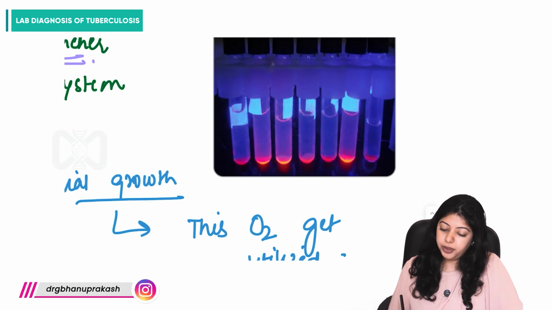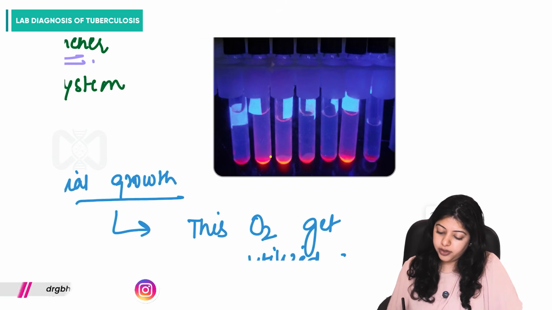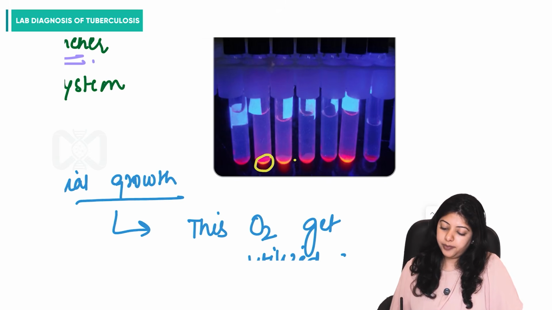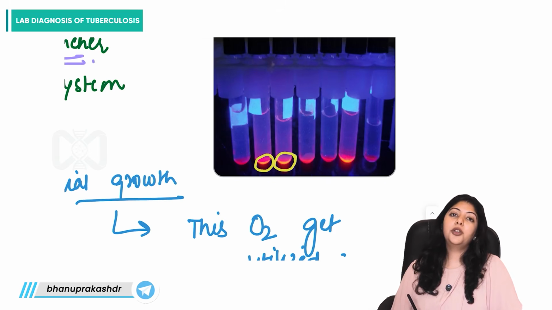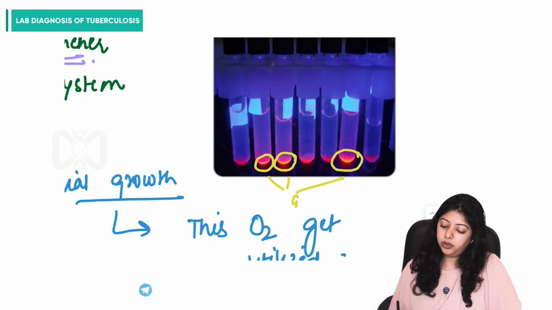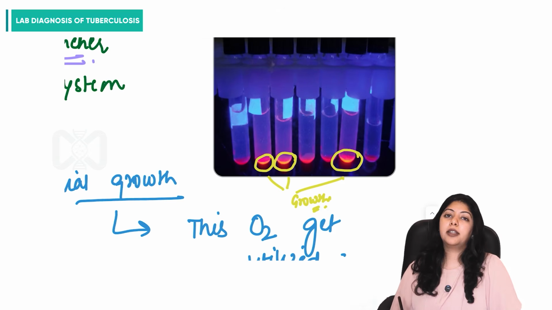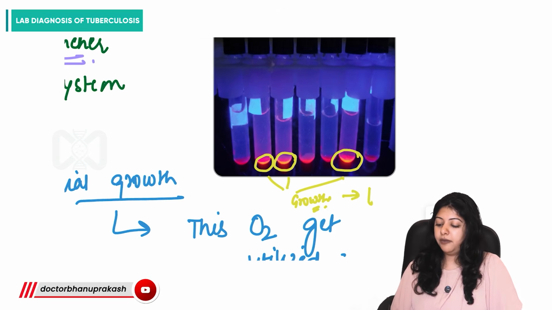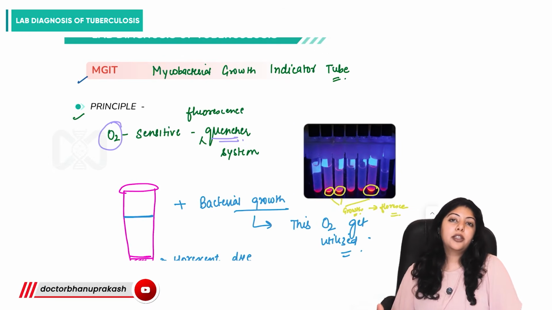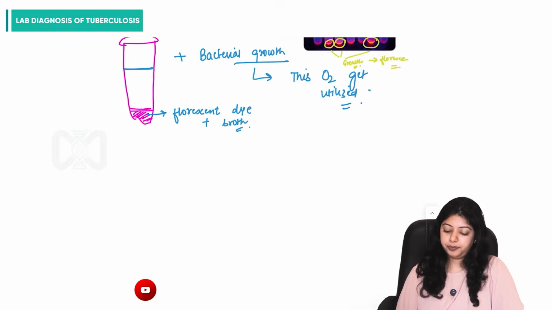Are we able to appreciate this fluorescence in the second tube, this yellowish area, in the third tube as well, and in this sixth tube? So these tubes are showing growth of mycobacteria, and that is why they fluoresce. This is the principle on which the MGIT test or MGIT method is based.